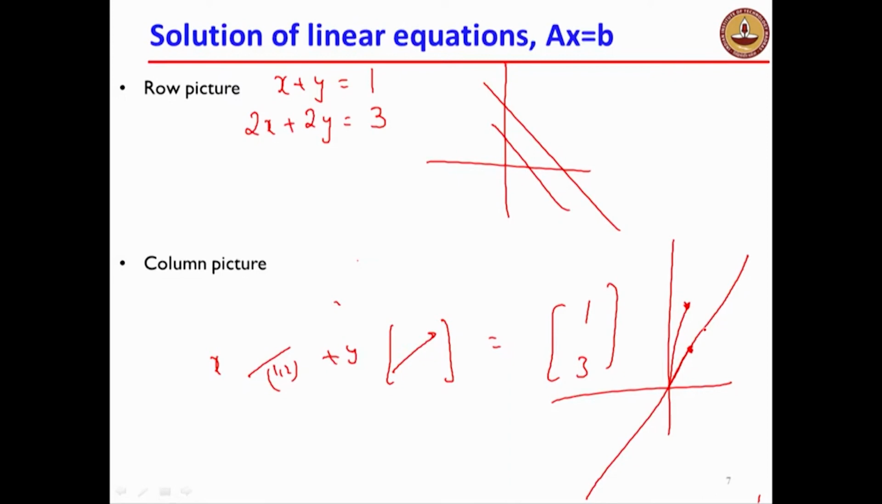So in the case when the determinant of the matrix happens to be 0, I could have two cases: multiple solutions or infinite solutions, or the other case is no solution at all. So what it means geometrically is, let me erase all of these two things.